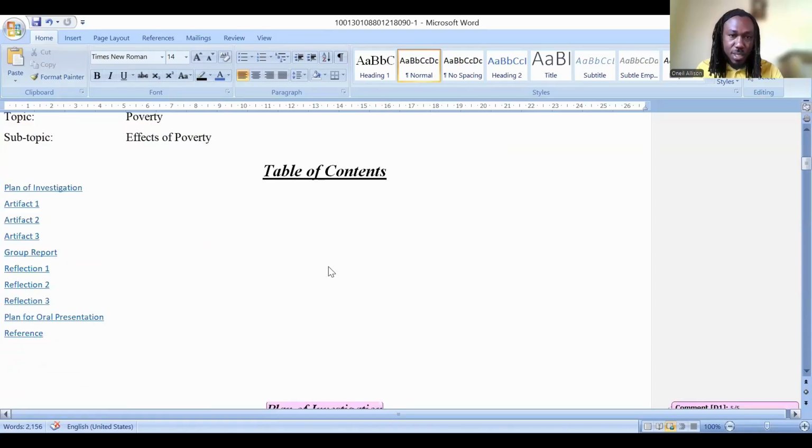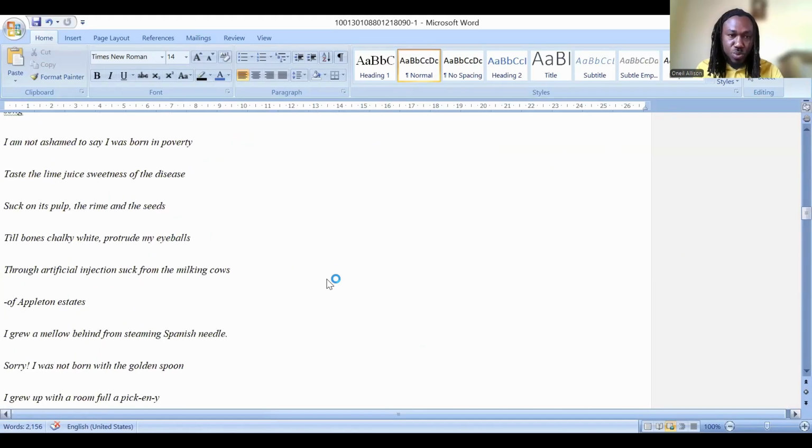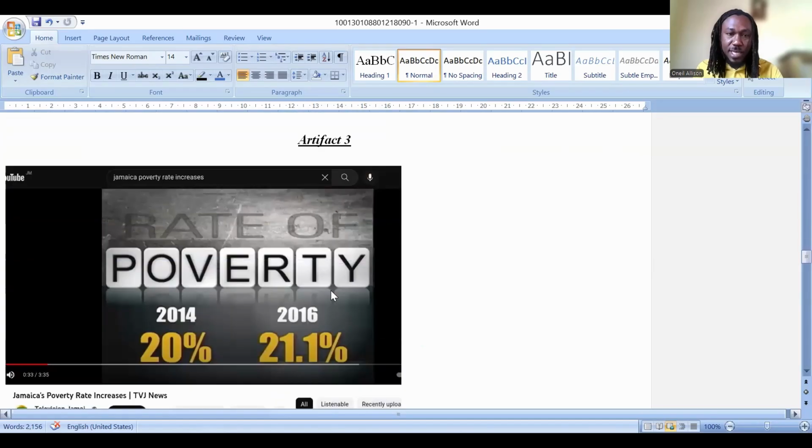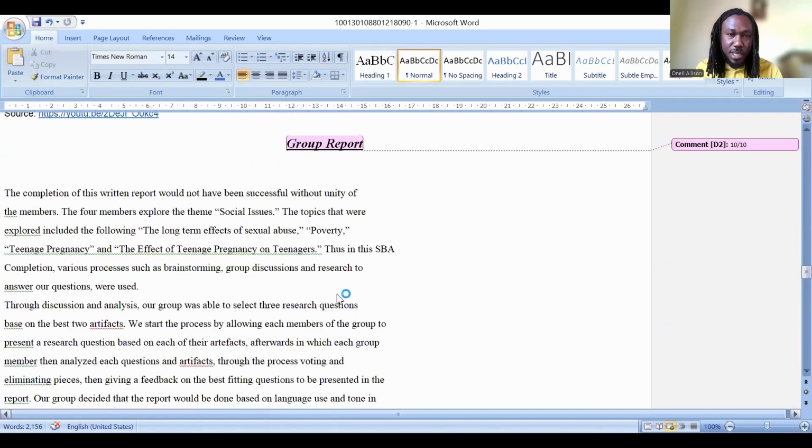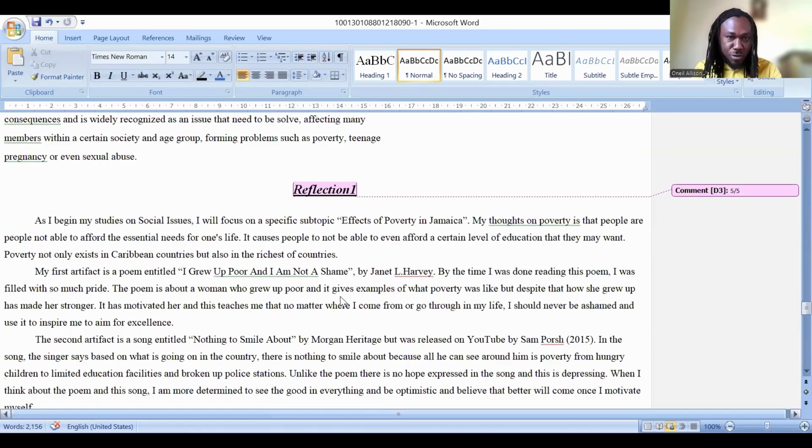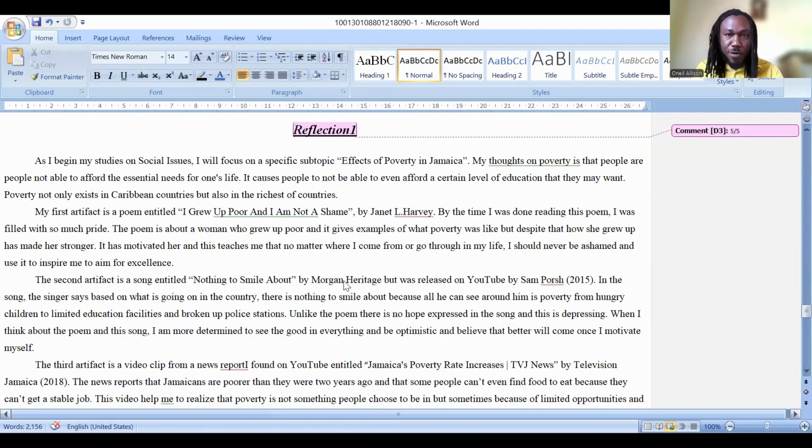Name is taken out. All right, so let's look at the POI because we already did that. Now we're going to look at not the group report, but reflection one for this scenario.